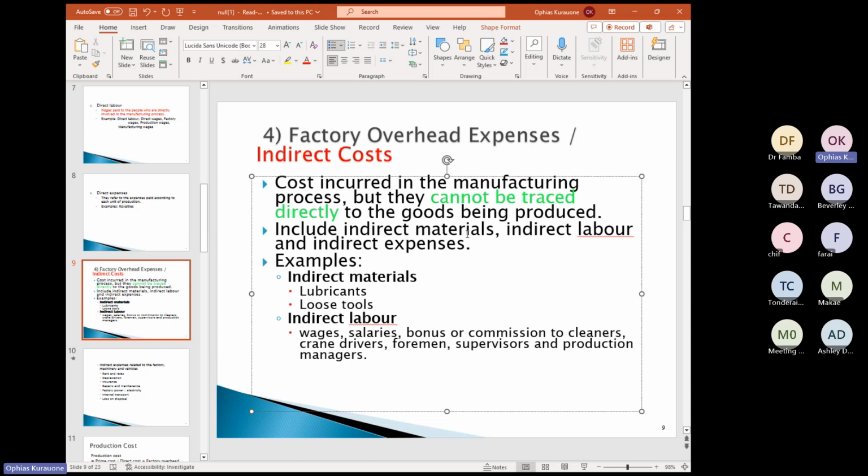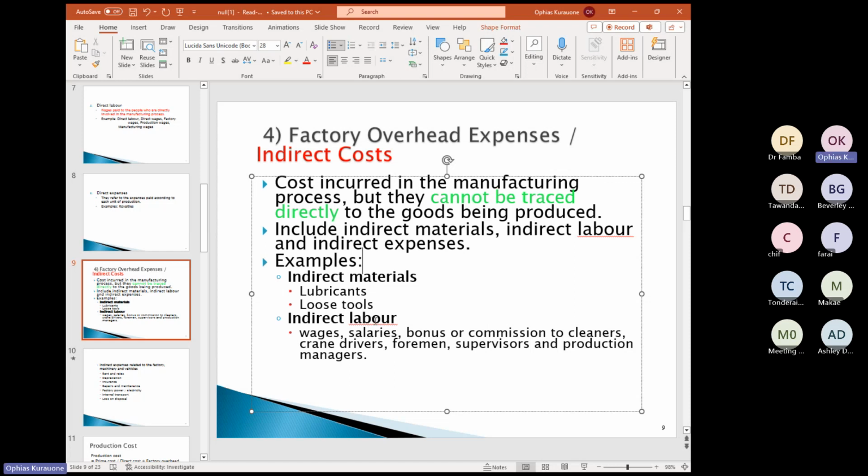These include indirect materials, indirect labor, and indirect expenses. Examples of indirect materials are lubricants and loose tools. Lubricants, maybe for oiling, or for making sure that the screws can fit easily. Or even in a motor vehicle, we are trying to make sure that we reduce the friction.